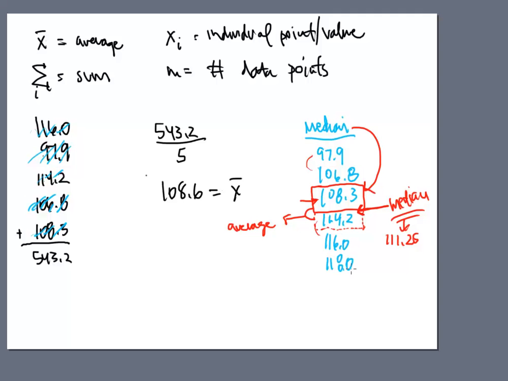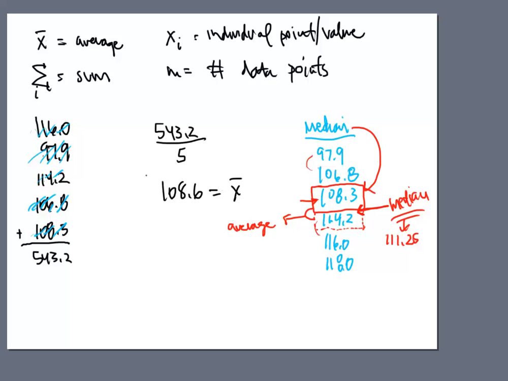That would be my median if this was my set of numbers to go by. However, if the 118 was not there and we did our original set that we had from the very beginning, this original set here, 108.3 would be my median because it truly is in the middle of the set of numbers.